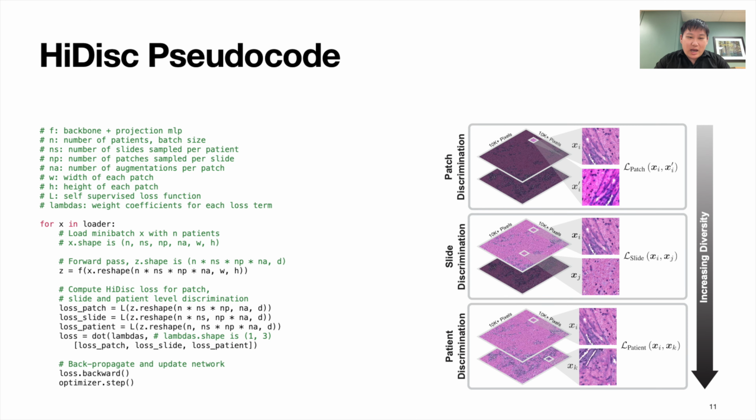HiDisc is a general self-supervised learning strategy and can be used in conjunction with any Siamese representation learning method. It is simple to adopt HiDisc to the training workflow. After the forward pass, we compute the HiDisc losses at each discriminative level with different sets of positive pairs.